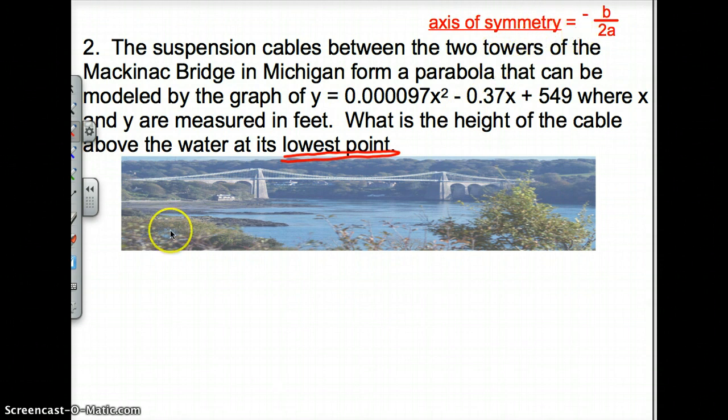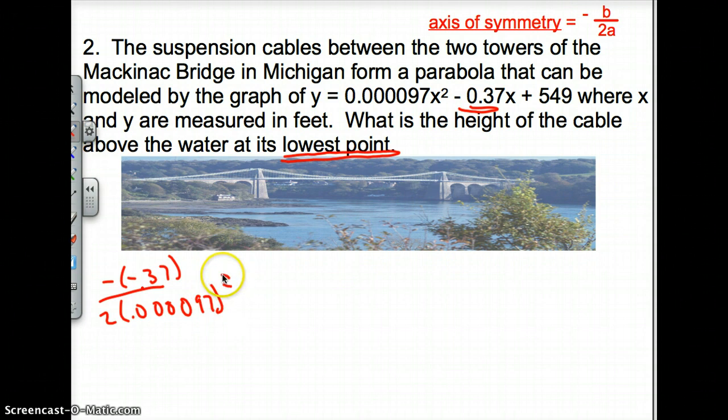So I'm going to find the axis of symmetry, and I have a negative, here's my b, negative 0.37 over 2 times 0.00097. And now you can just plug that into your calculator, and you will get 1910, and now that is our x value.